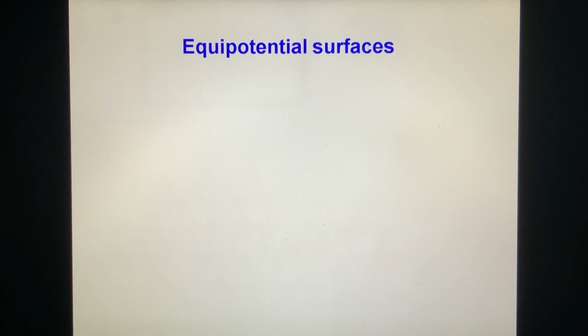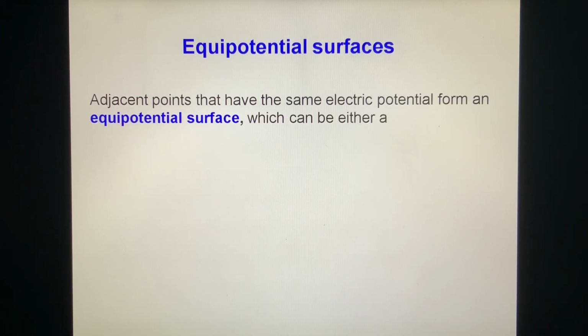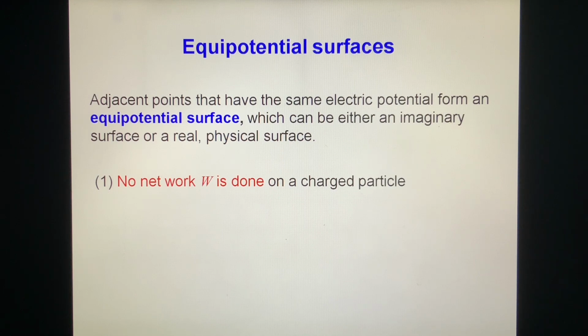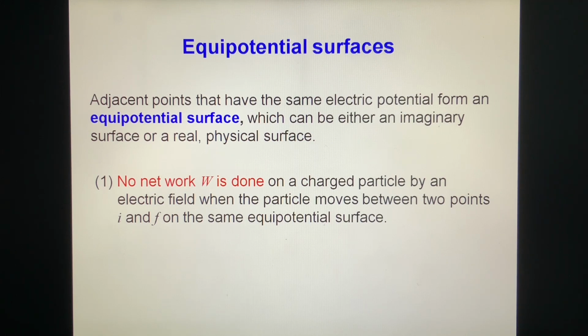Equipotential surface. Adjacent points that have the same electric potential form an equipotential surface, which can be either an imaginary surface or a real, physical surface. 1. No net work W is done on a charged particle by an electric field when the particle moves between two points I and F on the same equipotential surface.